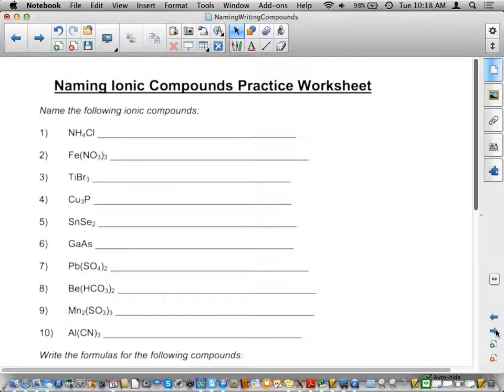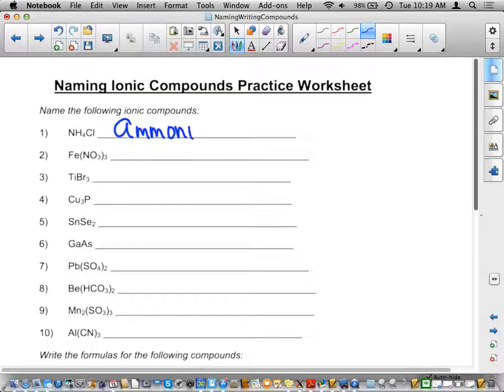All right, back to naming. I'm going to do 1 and 2 with you. So naming, we have NH4Cl. NH4 is the only one on the list that has a positive charge. So NH4 is ammonium. And then Cl is chlorine, but since it's listed second, it is chloride.